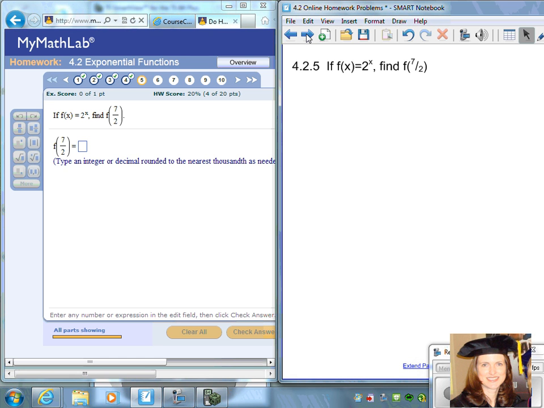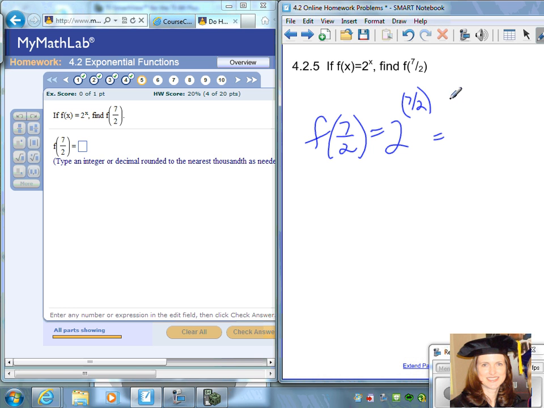Here we have a function f of x equals 2 to the x, and we want to find f of 7 over 2. f of 7 over 2 is going to be 2 raised to the 7 over 2 power. Now, anytime you have an exponent that has a fraction in it, that can also be written as a square root.